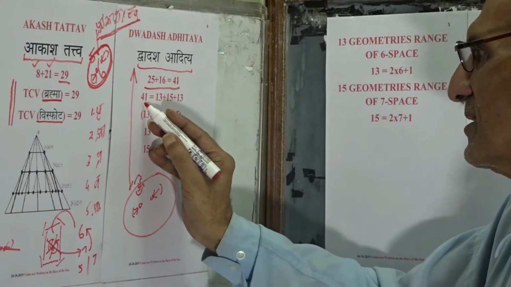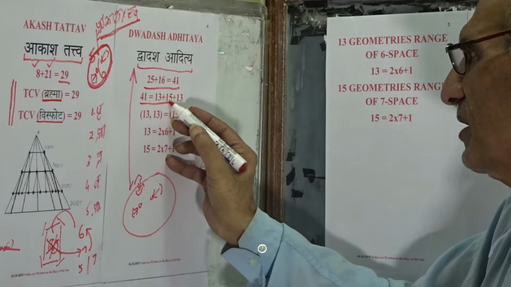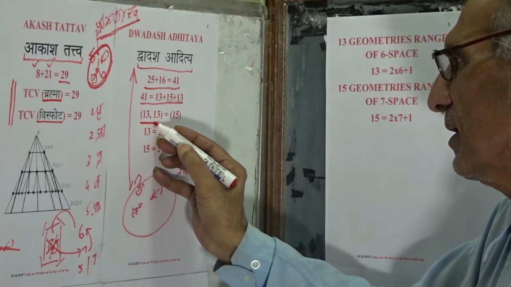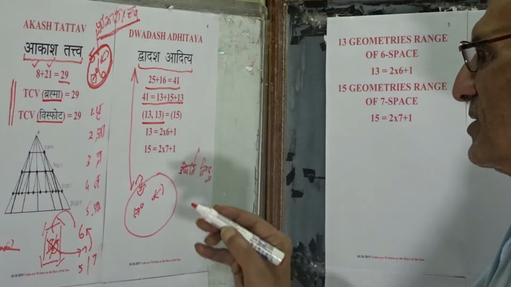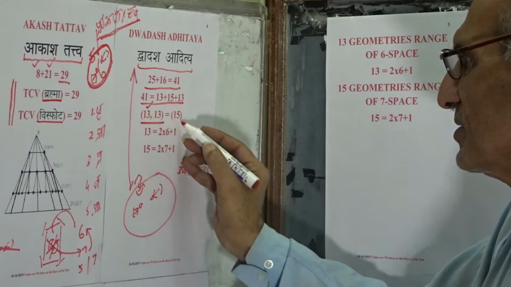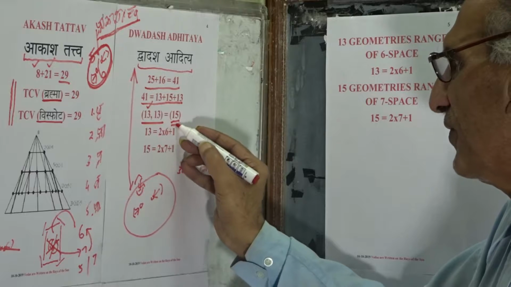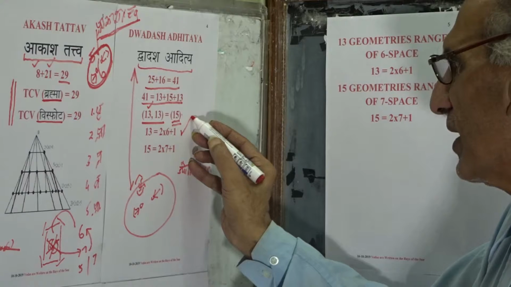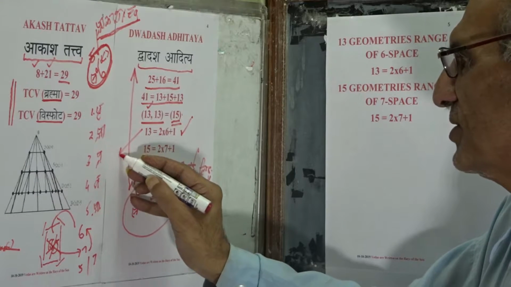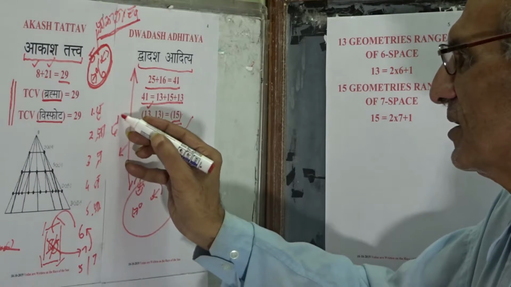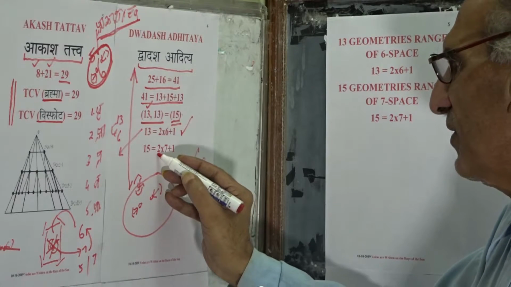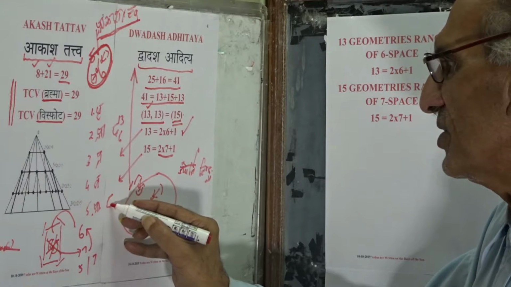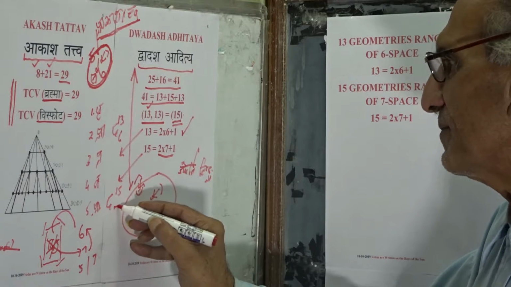Now, formulation Dwadas Aditya is of TC value 41. Value 41 accepts an organization as 13 plus 15 plus 13. Now, pair of dimensions of value 13 synthesize as value 15. Now, value 13 is equal to 2 into 6 plus 1, which is parallel to the geometry's range of 6 space, 13 geometries of 6 space. And value 15 takes us to the 15 geometries range of 7 space.